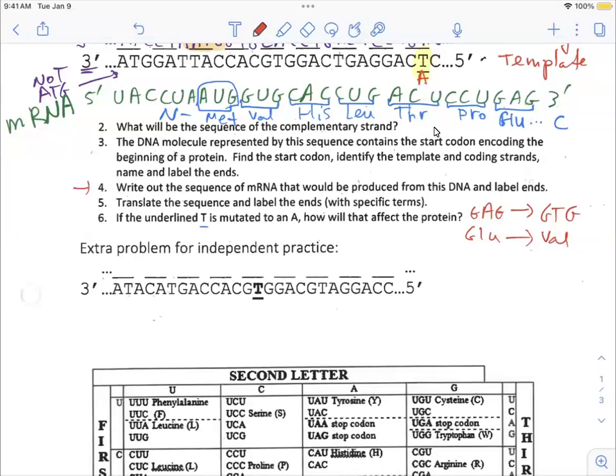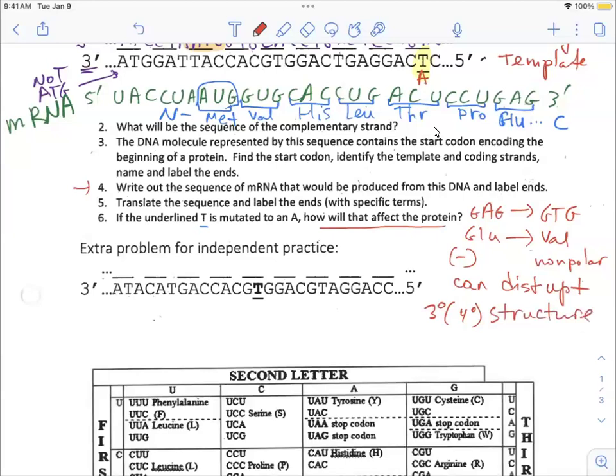Glutamic acid, if you look at the amino acid sheet, has a carboxyl group and is negatively charged, right? And valine is nonpolar. So in terms of the question, how will that affect the protein? It could potentially disrupt tertiary, possibly quaternary structure if that exists, and function, right? Because structure determines function.